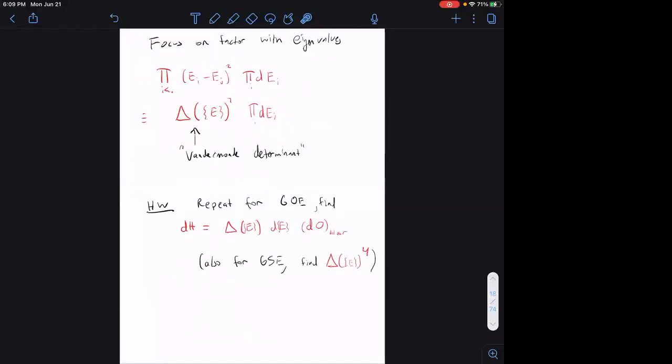Ignoring the part of the measure over the unitary matrices and focusing on the eigenvalues, we find this measure here, and we're going to call this thing the Vandermonde determinant squared. The Vandermonde determinant is this product over energy pairs of the energy differences, and here we're just squaring it.